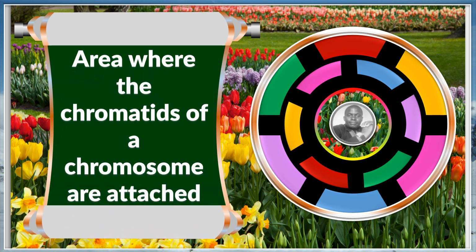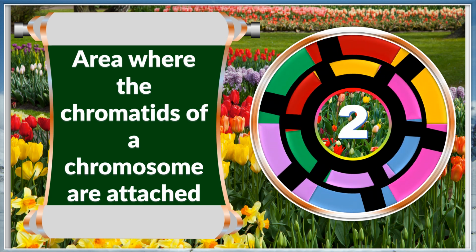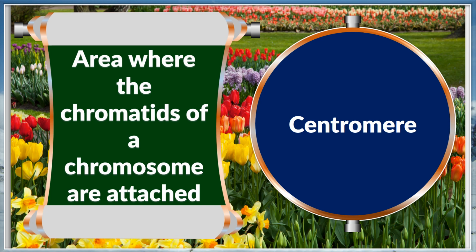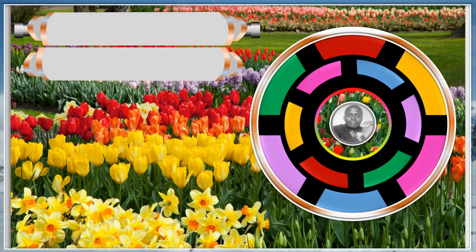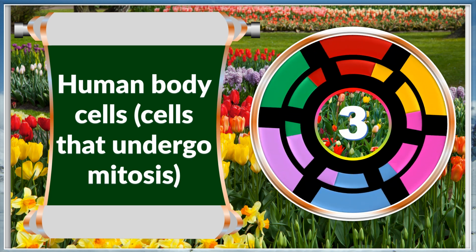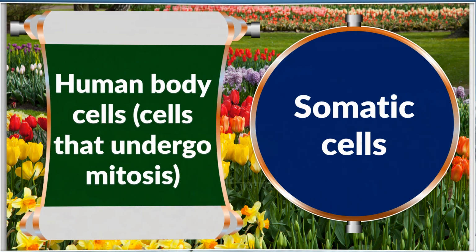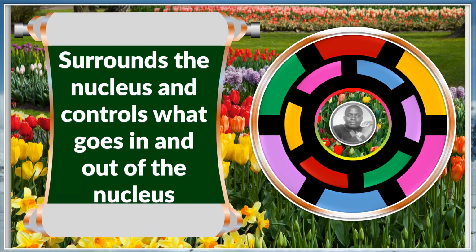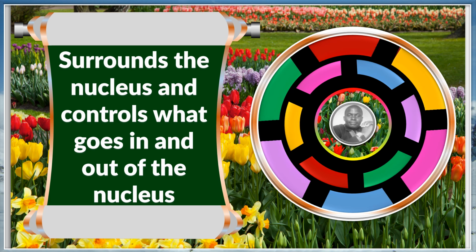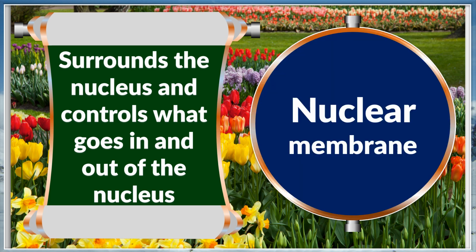Area where the chromatids of a chromosome are attached. Centromere. Human body cells, cells that undergo mitosis. Somatic cells. Surrounds the nucleus and controls what goes in and out of the nucleus. Nuclear membrane.